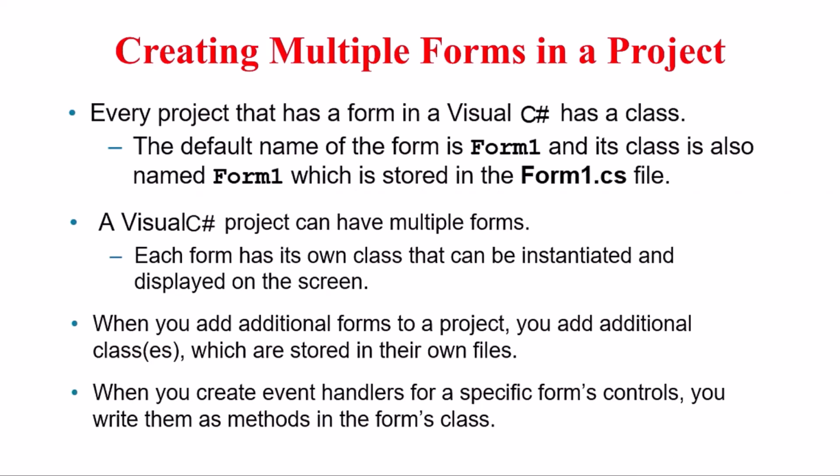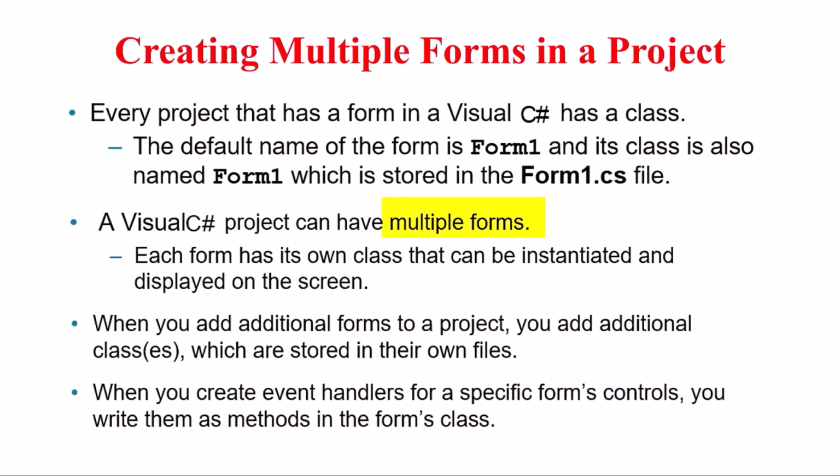Each project that has a form in Visual C# has a class, the default name of which is Form1. We haven't bothered to change it, though we certainly can. Its class is also named Form1, which is stored in a form1.cs file. When you look at your folders in a Visual Studio application, you can see there are a lot of different files in there. Form1.cs is one of them, a resx file is out there, and a whole bunch of other stuff. It's difficult sometimes to keep track of it, so they created the solution file in your project to help you track all these things.